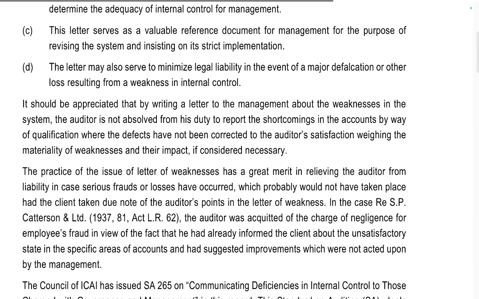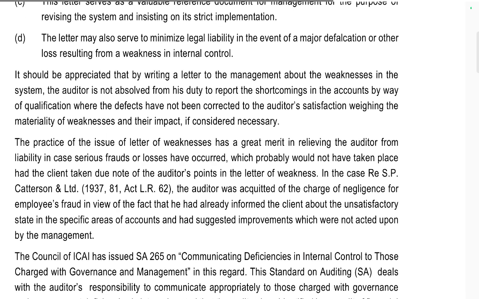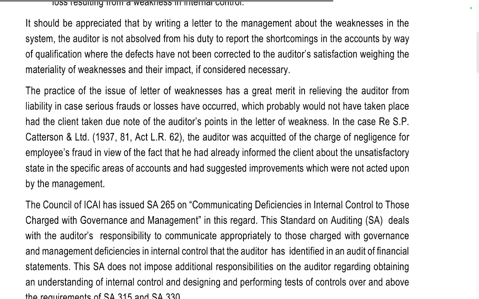The letter may also serve to minimise legal liability in the event of major defalcation or other losses resulting from weakness of internal control. It should be appreciated by writing a written letter to management about the weakness of the system. Auditors who observe the weaknesses have a duty to report the shortcomings, by way of qualification in the audit report, writing the material weaknesses of the system they consider necessary.